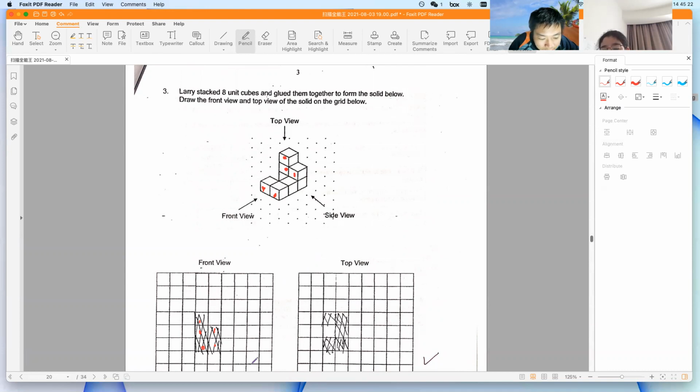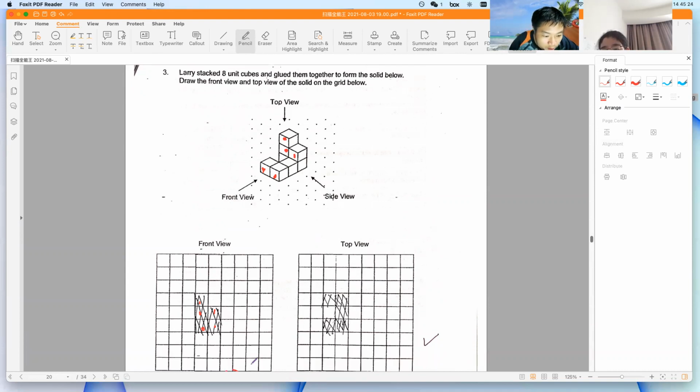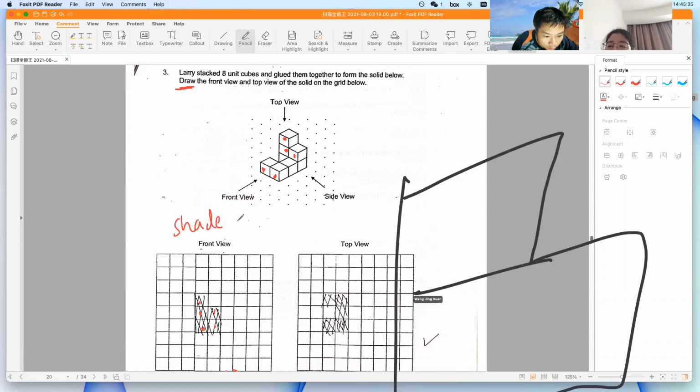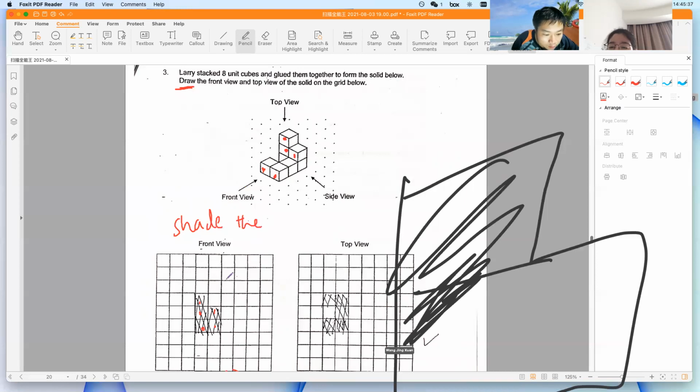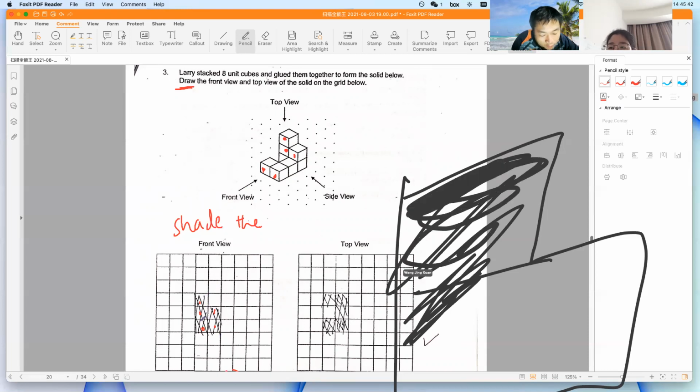Draw the front. Okay, let me just be more particular about this. They ask you to draw, right? You know what is the meaning of draw? Draw means you need to shade. You need to be particular, okay? You don't anyhow just do this. Of course, during our practice, it's okay. But when you really do it, you need to shade the squares fully.